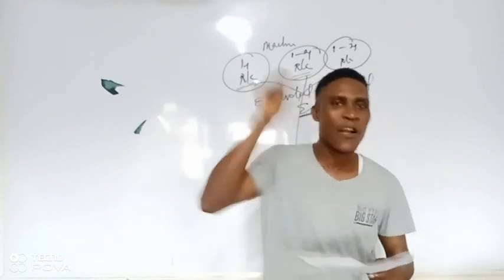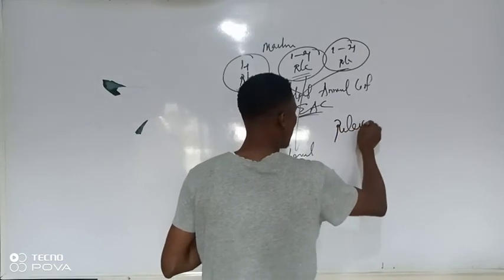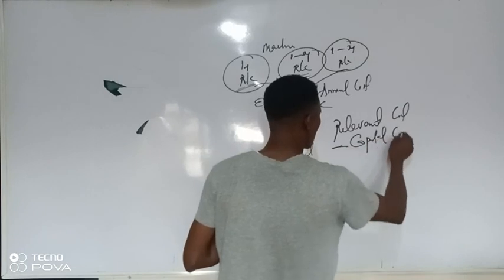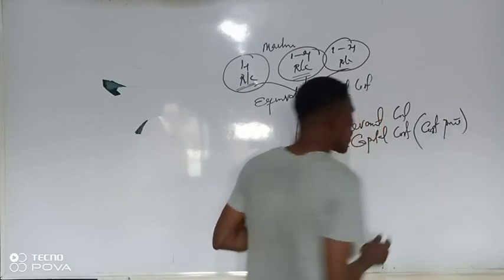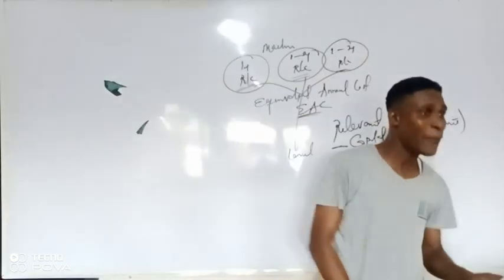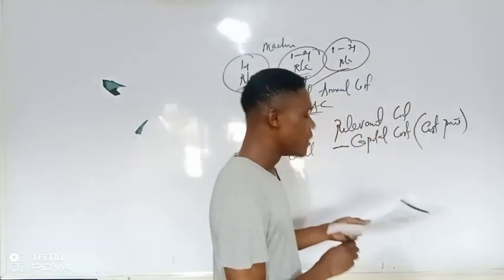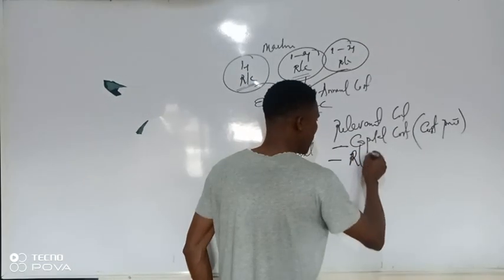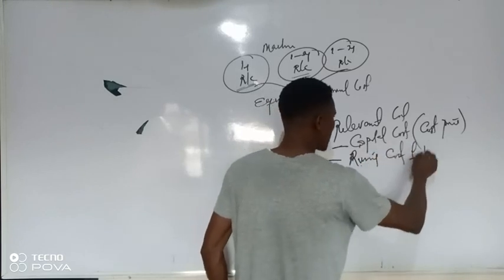1, the capital cost. That is the cost price of the asset. If you want to replace, you have to buy, so the cost of that asset is relevant. Number 2, the maintenance and operating cost over the years. Let me call it running cost. The running cost of the asset.